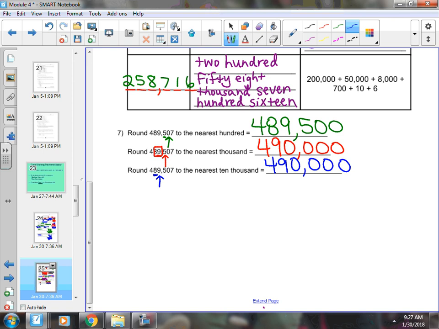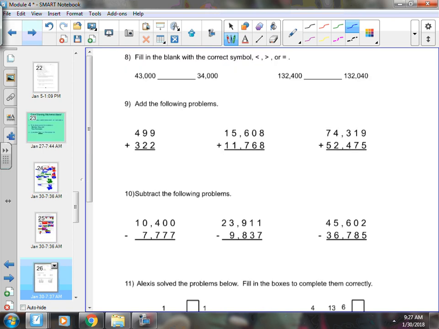All right, on to page 3. Fill in the blank with the correct symbol, less than, greater than, or equal to. 43,000, 34,000. They're both in the thousands place, or the 10,000s place, I should say. So 43 is bigger than 34. The last one, 132,400, 132,040. So I'm just going to look at the last part of each number. 400 versus 40. 400 is bigger.